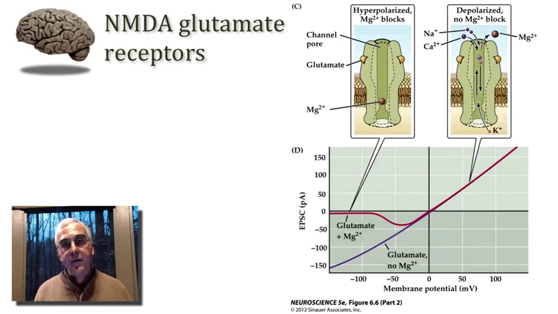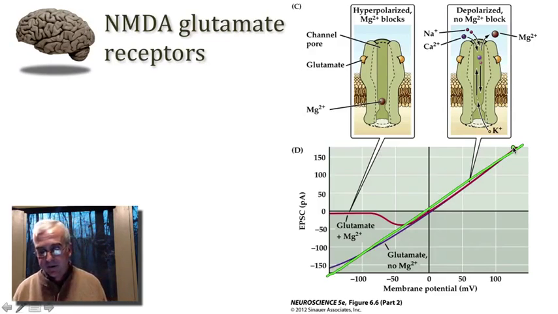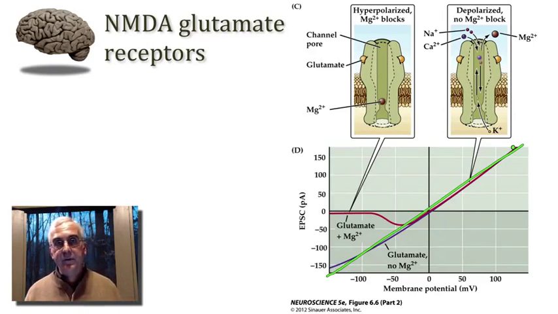Now, look at the behavior of the excitatory postsynaptic current if we remove magnesium from the solutions bathing the cell. In that situation, we have a relatively linear relationship between current and membrane potential, which is what one might expect if there were not this blockade effect due to the binding of magnesium ions to the inside of the pore of the ion channel.